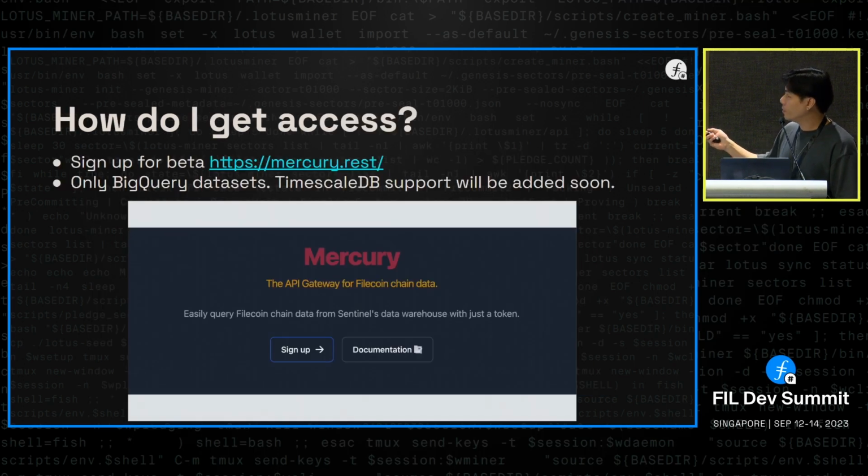How do I get access? Feel free to sign up for the beta at mercury.rest. Currently, we only support the BigQuery dataset, but the TimescaleDB data will be supported soon.